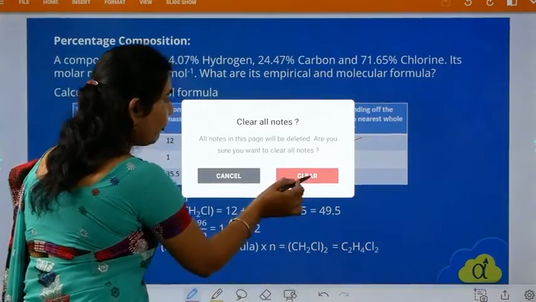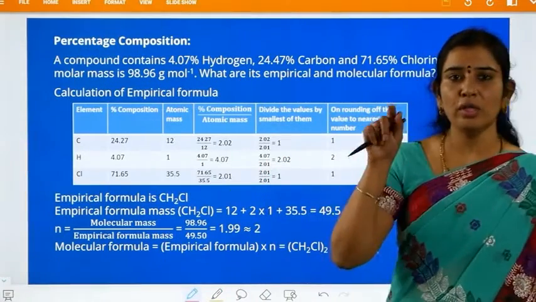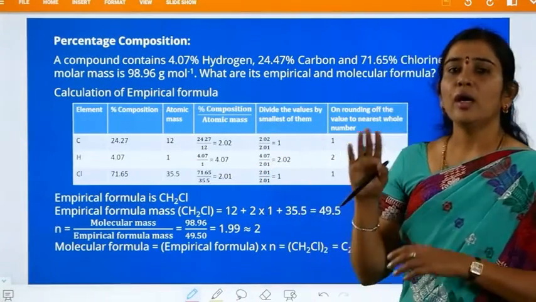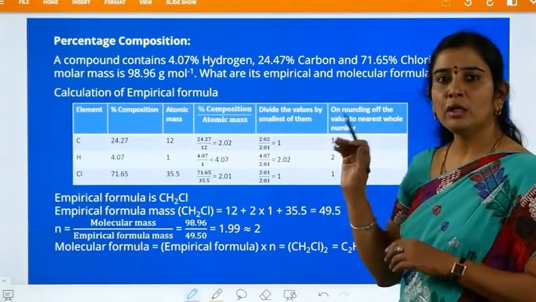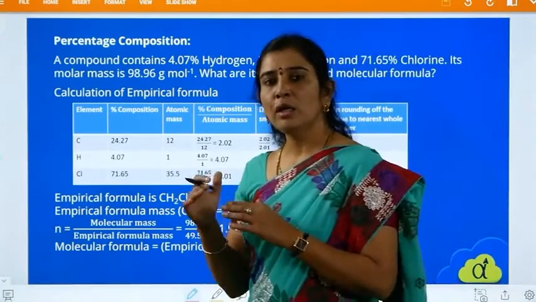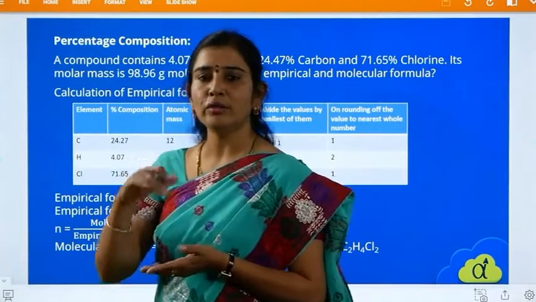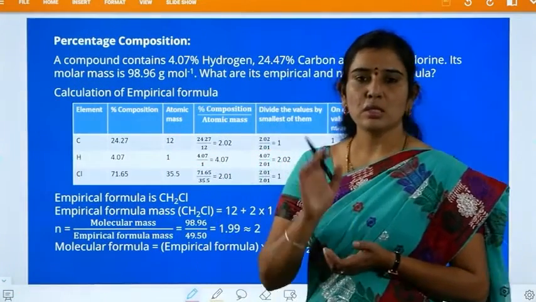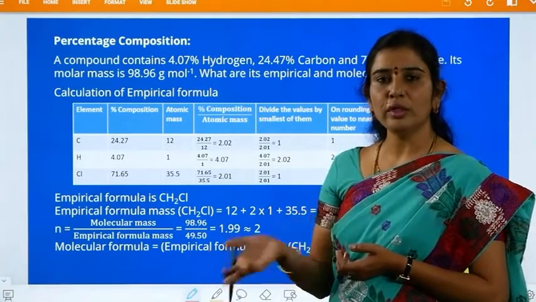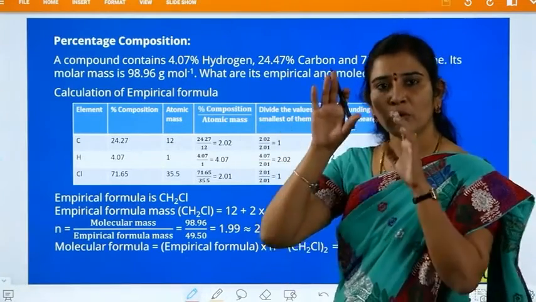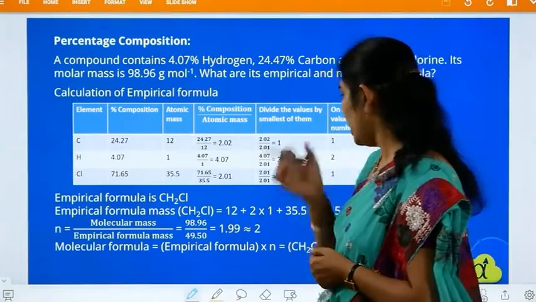Like this, if any fraction is there, what you have to do? You have to round that value. If the digit after the decimal point has a value greater than 5, then you have to round it to the next number. Suppose the value of the digit is less than 5, then you have to retain the same number. I told this in the last session, right?